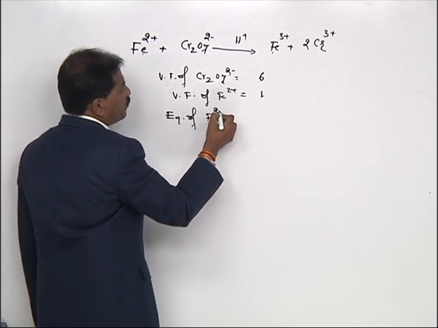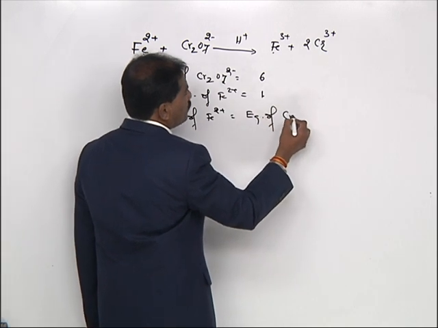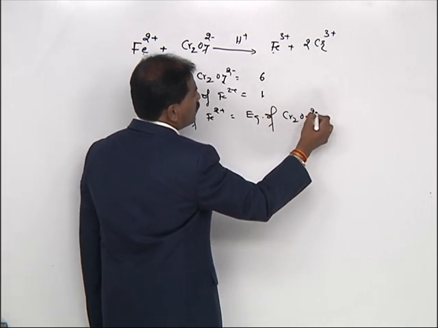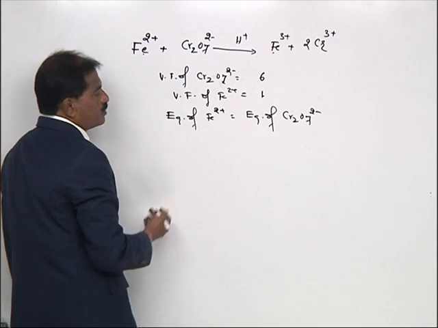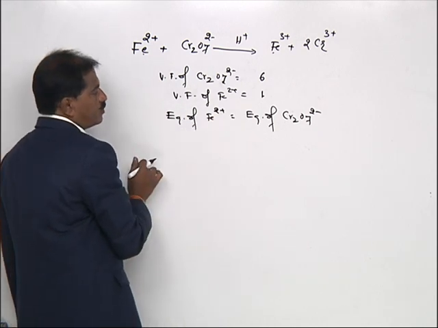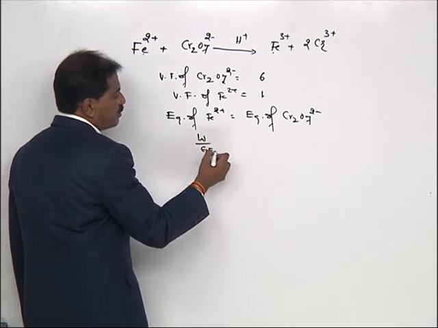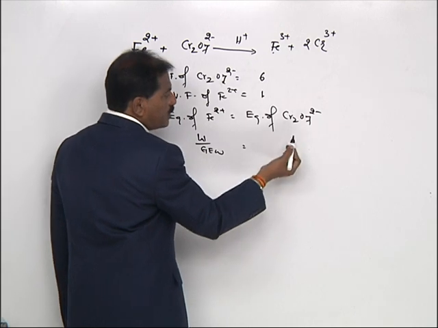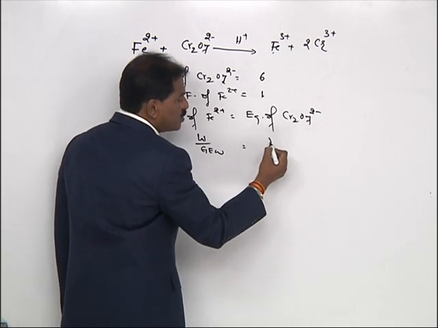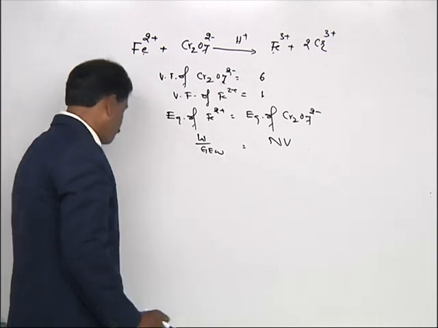Equivalence of Fe2+ is equal to equivalence of Cr2O7 2-. In place of equivalence, any suitable formula can be used, a suitable formula like weight by gram equivalent weight. On this side, if you know the dichromate is in solution state, we can use the formula accordingly. Okay.